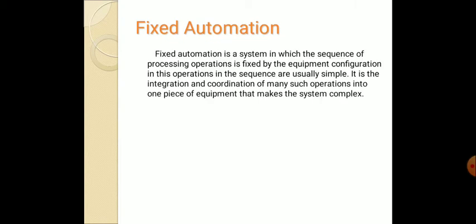So let me discuss next the fixed automation. So what is this fixed automation? Fixed automation is a system in which the sequence of processing operations is fixed by the equipment configuration. The operations in the sequence are usually simple. So it is the integration and coordination of many such operations into one piece of equipment that makes the system complex.